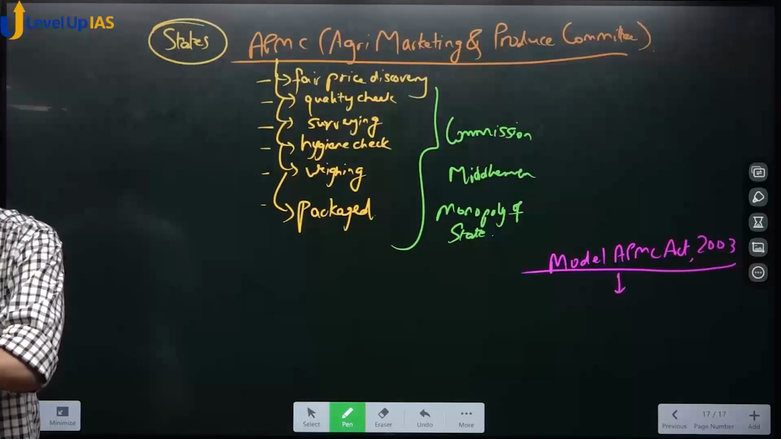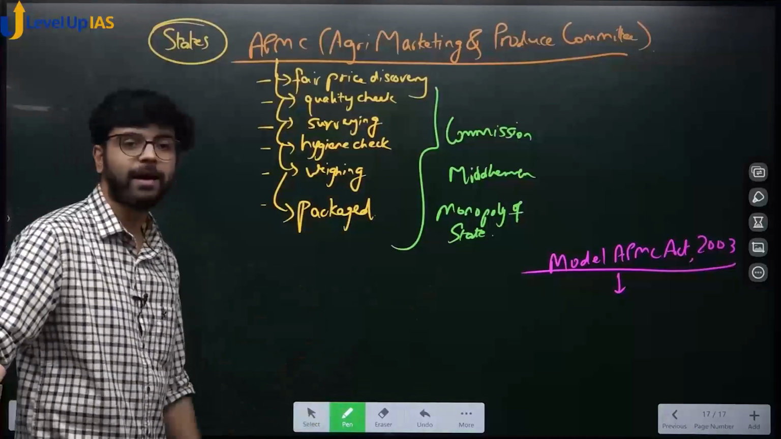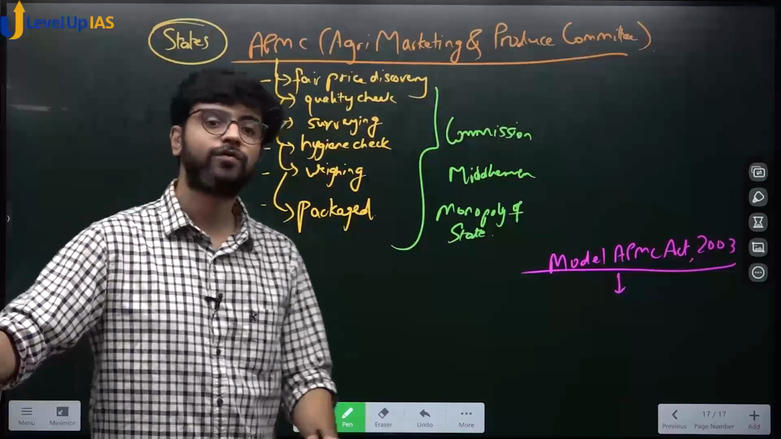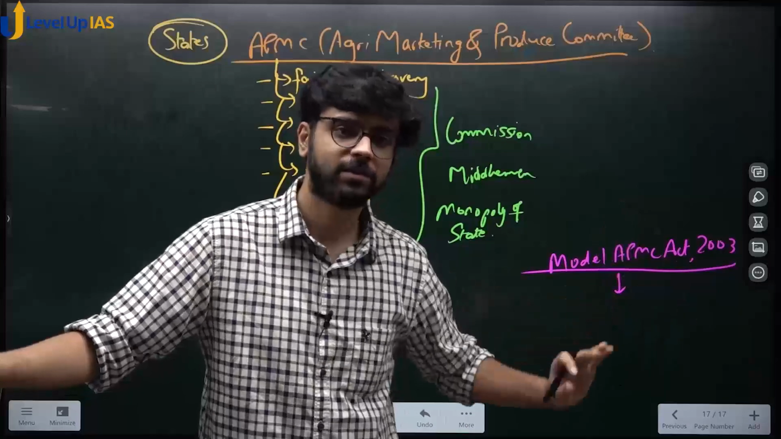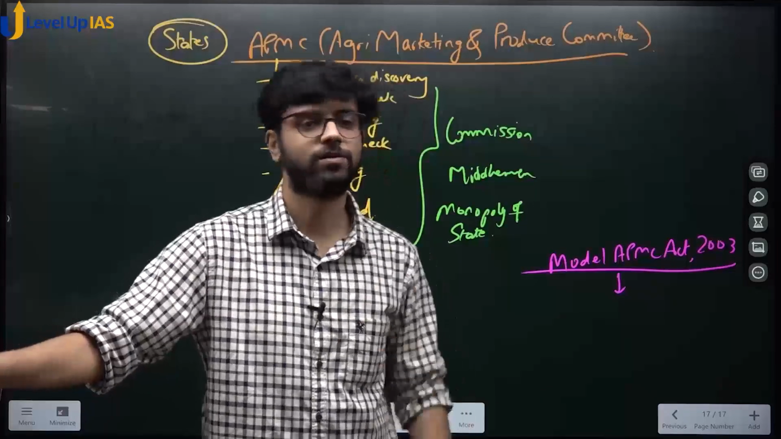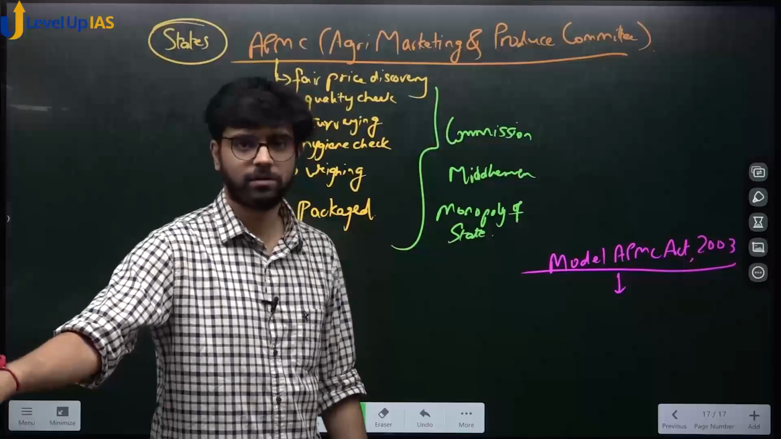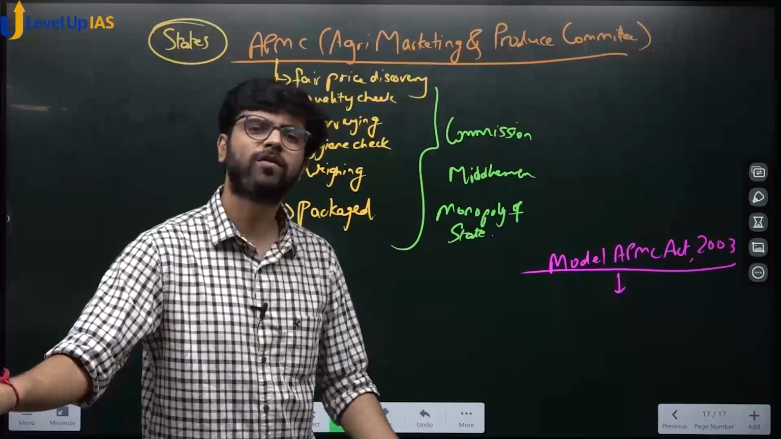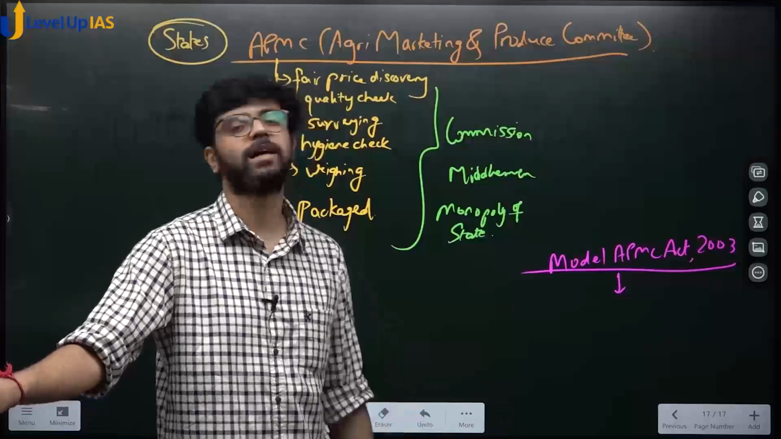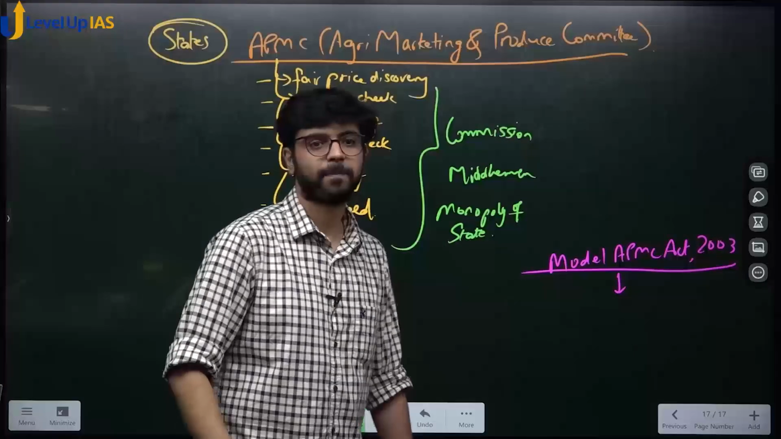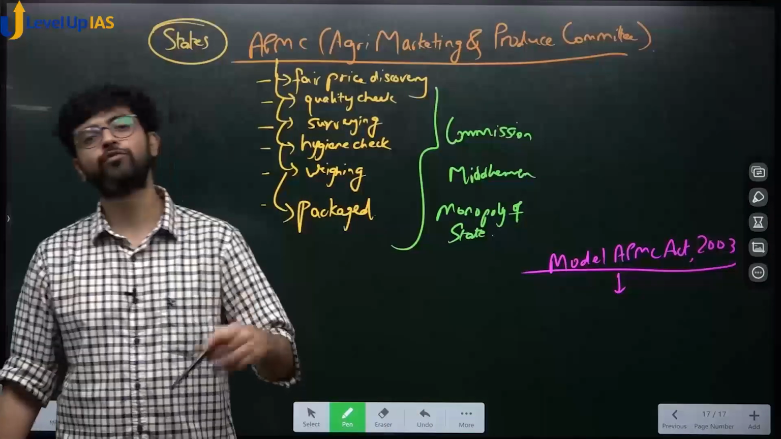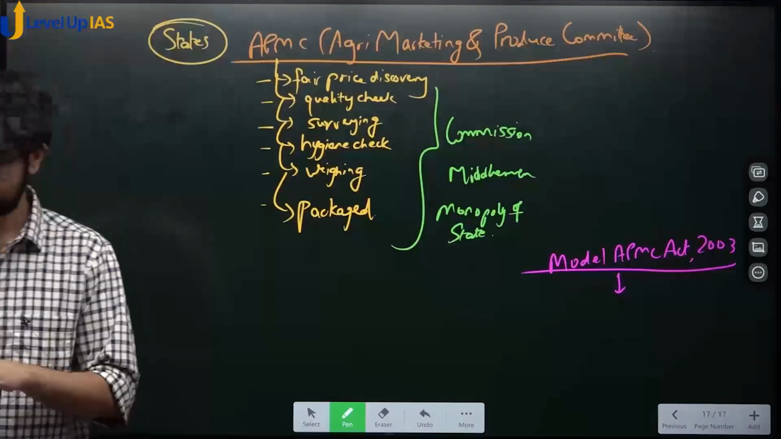ठीक है? One very important change made by Model APMC Act. Farmers were no longer bound to sell their produce at APMCs. You can sell outside also. Okay? But still it did not work. Why? Because there were no good markets outside. Farmers had to come here only. APLM Act is an improvement over APMC Act.